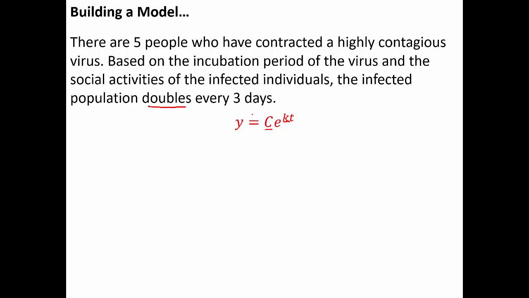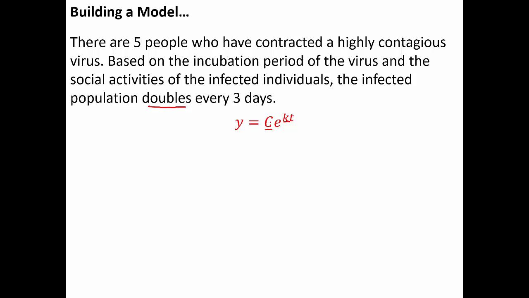Y and T represent the output and input of my model. T is the time, and Y is the amount that I have at time T. So Y and T are going to remain as variables throughout this process. What I need to do is figure out what C and K are, because those are constants. I can plug numbers in to fill in those spots.